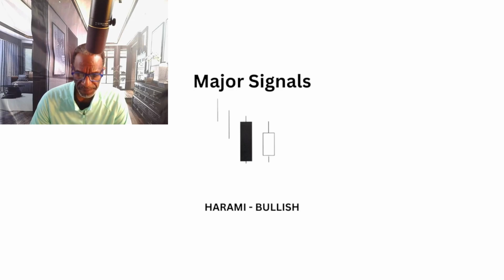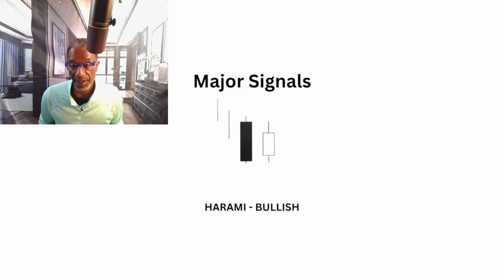Signal enhancements. The longer the black candle and the white candle, the more forceful the reversal. The higher the white candle closes up on the black candle, the more convincing that a reversal has occurred despite the size of the white candle. It's a great signal, no doubt about it. Haramis, bullish haramis, I love them. Let's move on.